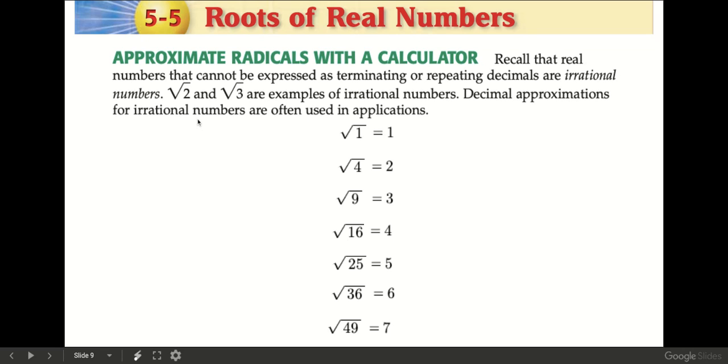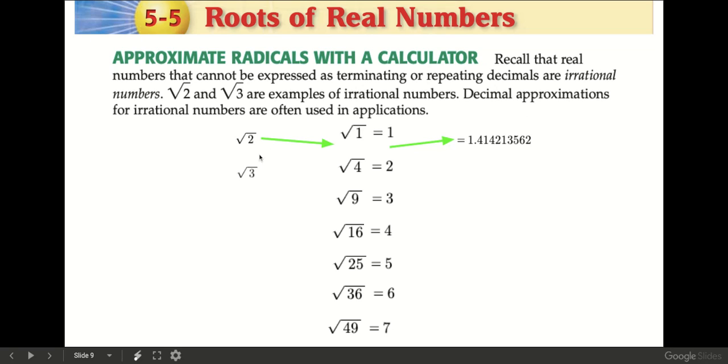But what they're explaining here is, what about when you have radical 2, or the square root of 2? We know that falls somewhere in between the square root of 1 and the square root of 4, so it's going to fall somewhere between 1 and 2. If you put it in your calculator, you will get a decimal approximation, because this decimal actually keeps going. It's irrational. It keeps going without terminating or repeating. But usually your calculator will find a place to round it off.